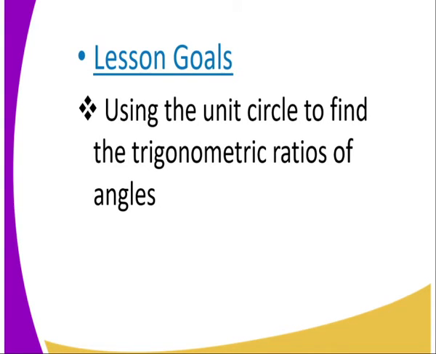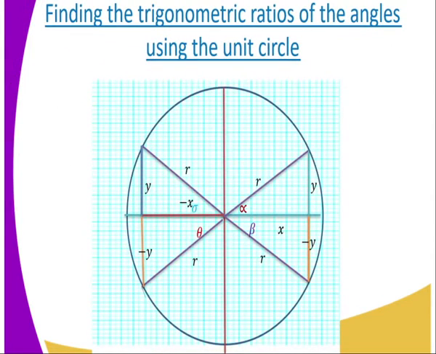The first thing we are going to look at, the lesson goal: we are going to use the unit circle to find the trigonometric ratios of angles. In our previous lesson, we introduced the trigonometric ratios and the unit circle. We also talked about how it operates: the first quadrant, second quadrant, third quadrant, and also the fourth quadrant. And we said that in the first quadrant, all the trigonometric ratios are positive.